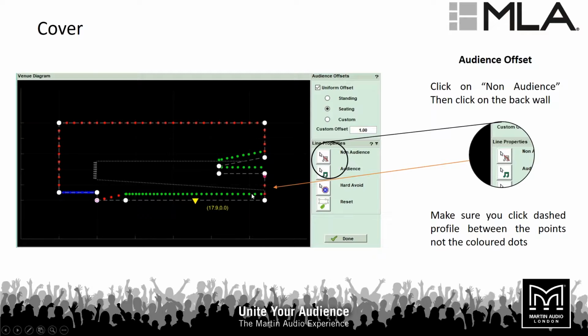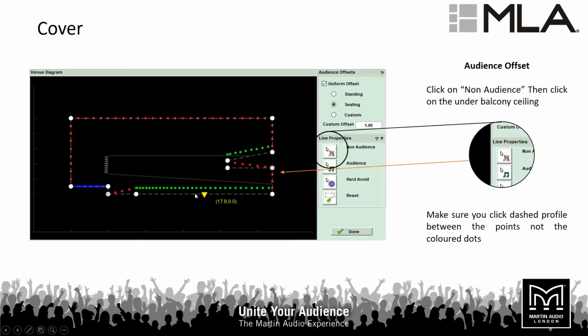But we still have a few problems with the idea that there's nobody sat on the back wall and there's nobody sat underneath the balcony. So we need to click on our non-audience button right here, and then we can highlight. It's not the dots, by the way. It's the actual grey dotted shell behind that, which we'll see when we do an example. If we highlight that area, we can then click on it, and it will change from audience to a non-audience area.